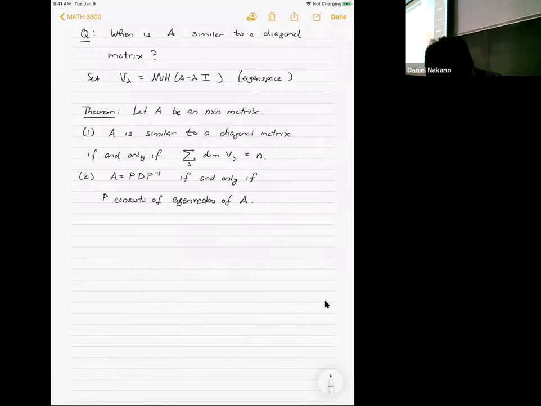Let me just say it this way. When I say consists of, i.e., P is equal to, let's say, V1 up to Vn, where the Vj's are eigenvectors.